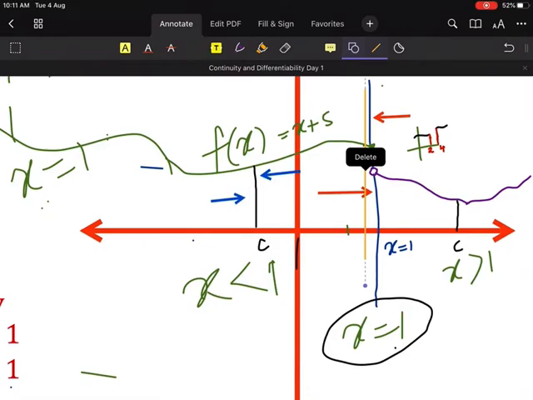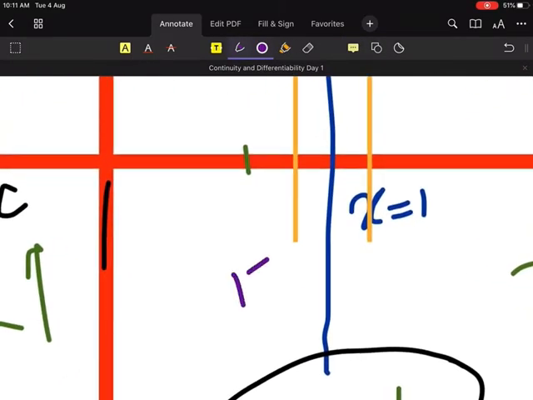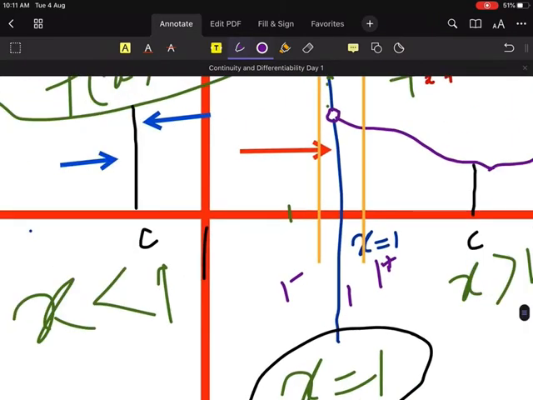Tell me, guys, everyone. 1 minus means what? Less than 1. And less than 1 means what? It lies on the left hand side. That's why it's called the left hand limit. And then 1 plus will be what? Always draw a diagram like this. It's very clear. So this is our 1 minus. This blue line is our 1, and this yellow line is our 1 plus.